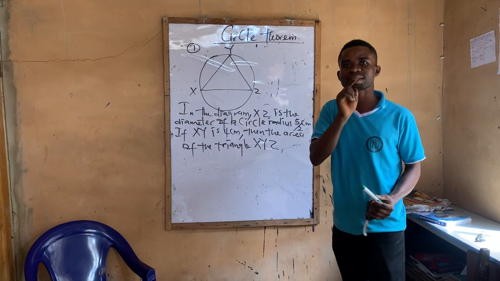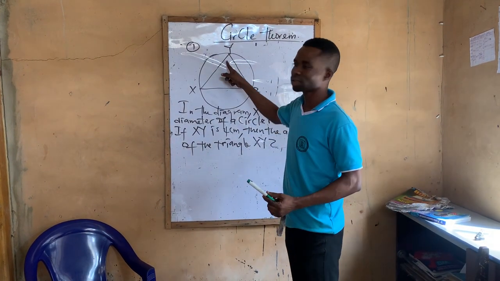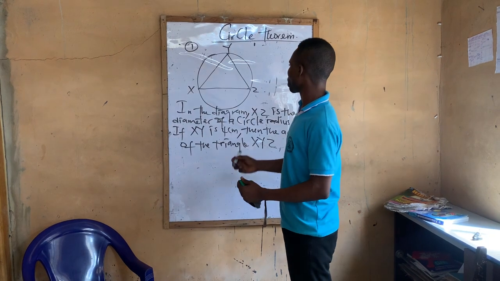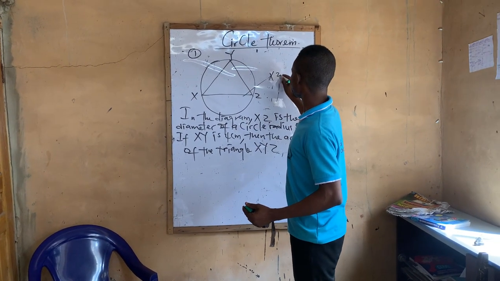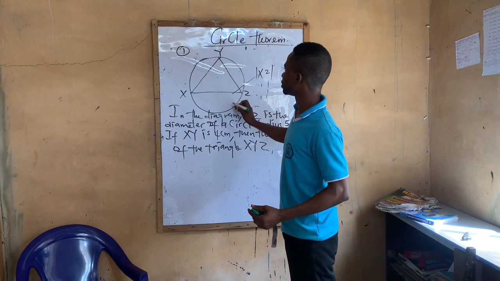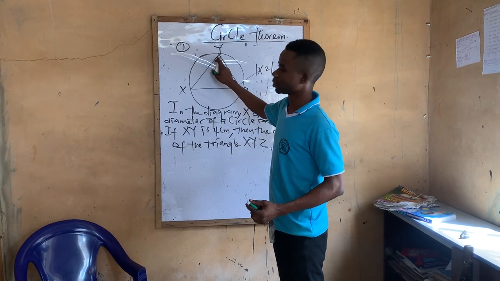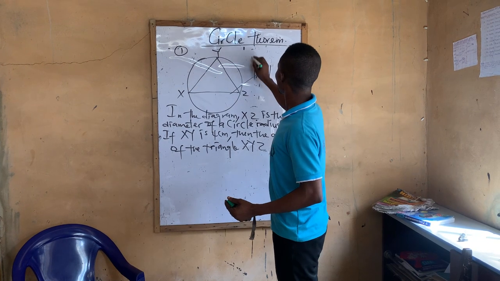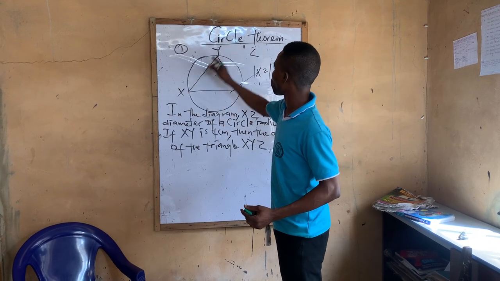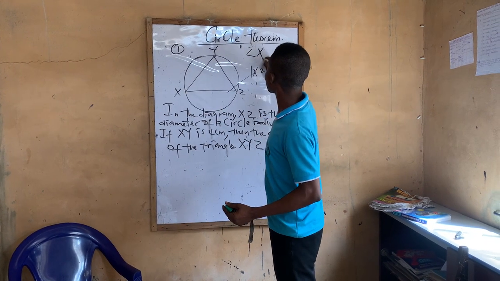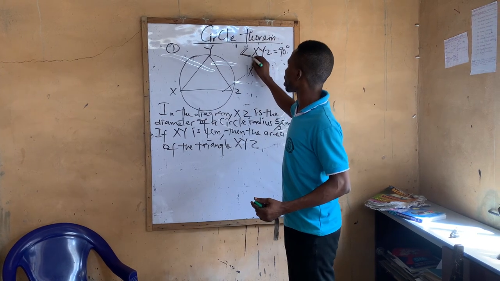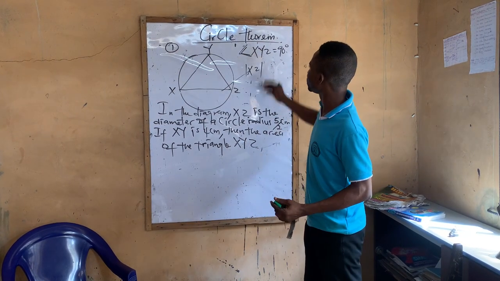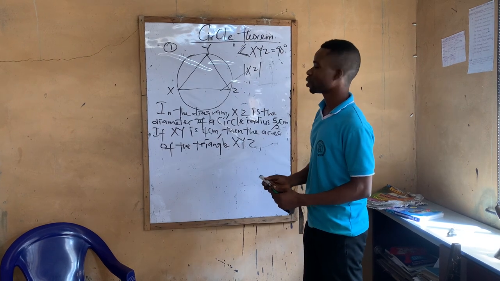Do not forget, I said the angle subtended by a diameter is always 90 degrees. So if line XZ is our diameter, that means the angle here is 90. That means angle XYZ is 90 degrees. Always note that the letter in the middle is the one that carries the angle.